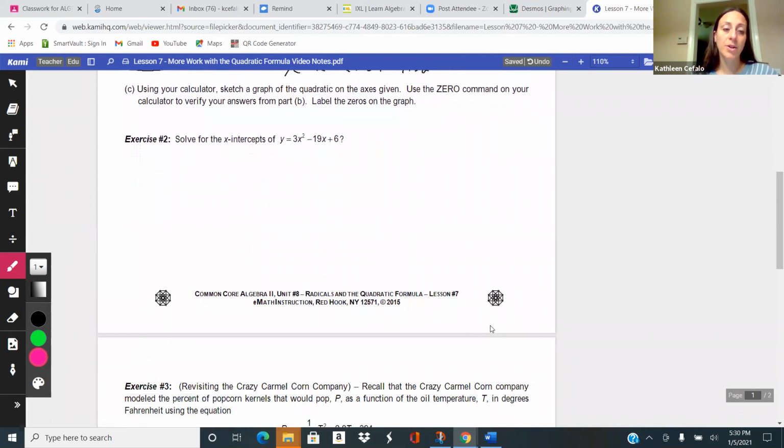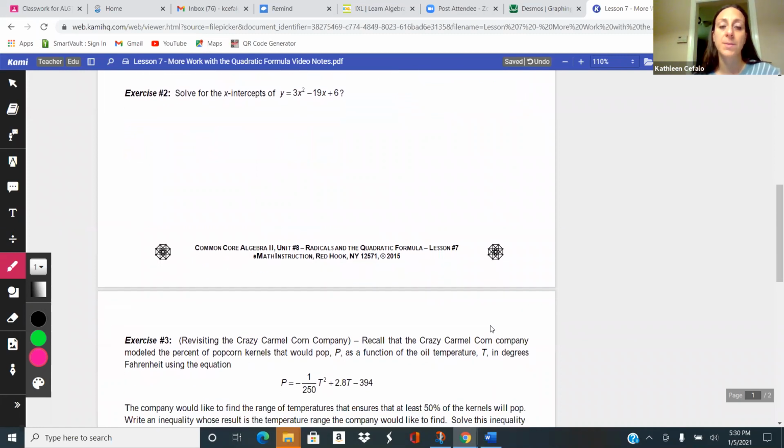For number 2, we're going to do the same thing. We're going to solve for the x-intercepts of this graph. If you're just looking at this, it doesn't give you that hint of simplest radical form. You could try to factor it, and that will actually work. This will give you some rational values for answers. We are going to try using the quadratic formula just because we are practicing that right now.